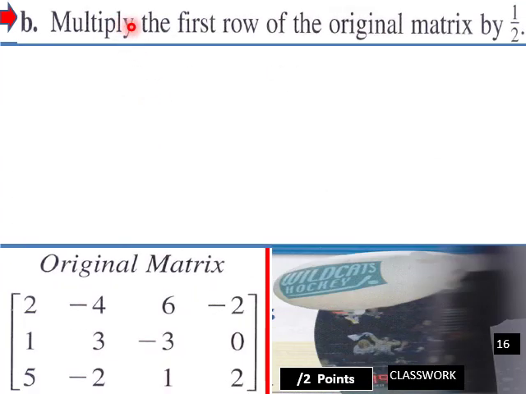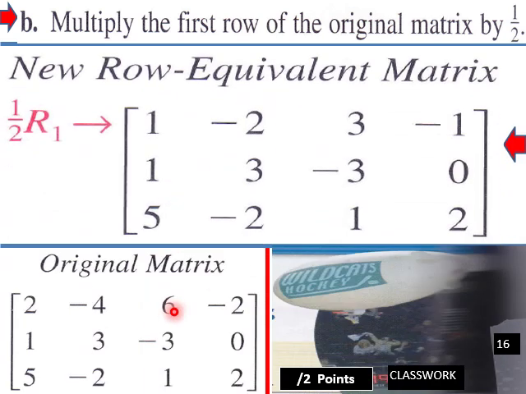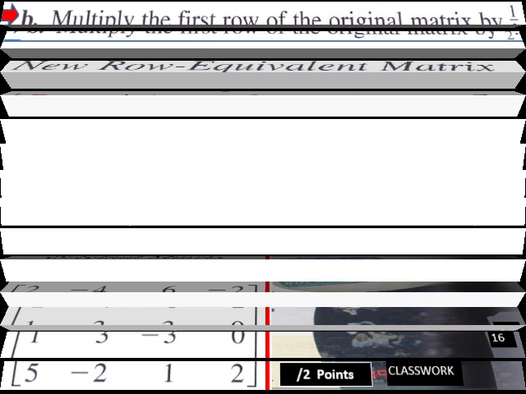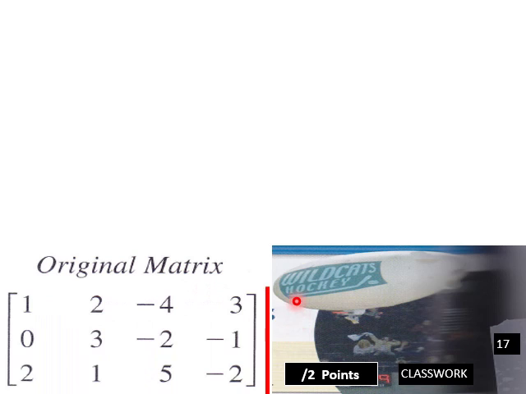Okay, so B, multiply the first row of the original matrix by 1/2. So here's the original. We're going to multiply this by 1/2. So when we do that, our 1/2 times our original row 1 will give us this new row 1. So 1/2 of 2, of -4, 6, and -2 will give us this now. This is our new row 1.